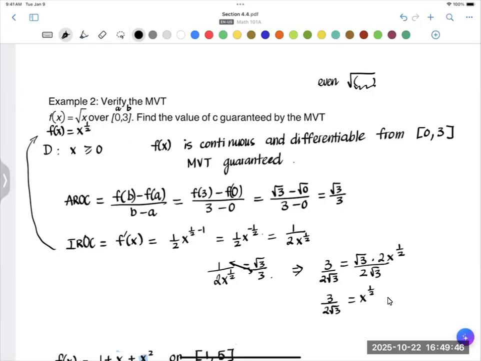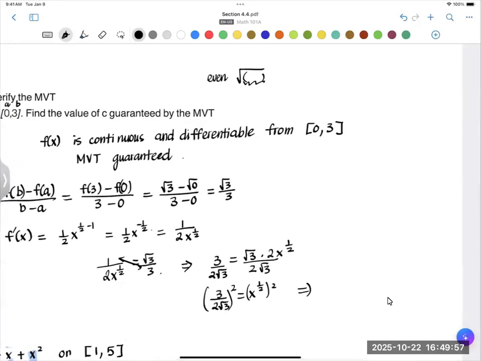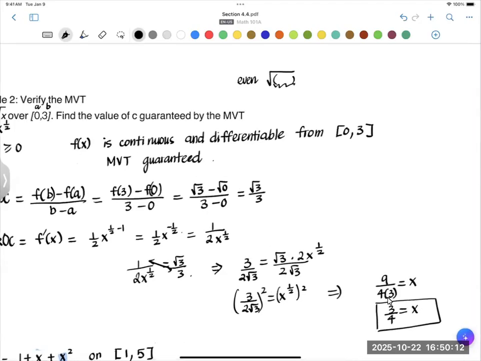We're going to square both sides to get rid of the 1/2. If this is 1/3, then you cube both sides. So this is 1/2, so I'm going to square both sides. And when I square both sides, the right-hand side will become x, and the left-hand side will become 9 over 4 times 3. Simplified, we're going to have x equal 3 over 4. So the mean value theorem will guarantee that f prime of 3 over 4 will equal root 3 over 3. Okay, so this is how the mean value theorem applies.